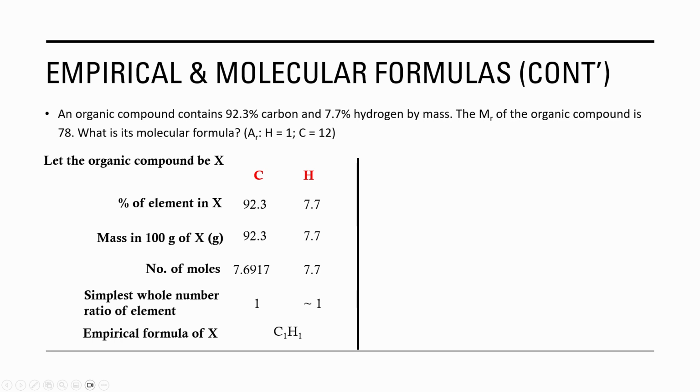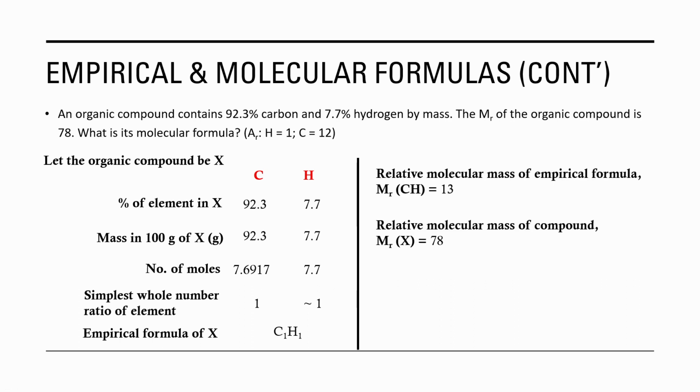To derive its molecular formula, we first have to work out what is the mass of its empirical formula relative to the mass of its molecular formula, which is 78. The relative molecular mass of the empirical formula is the mass of carbon, which is 12, plus the mass of hydrogen, which is 1, which gives you 13. The relative molecular mass of the compound is 78, and that's given in the question. Next, we need to work out how many times heavier is the molecular formula compared to the empirical formula, and we do this by dividing 78 with 13.